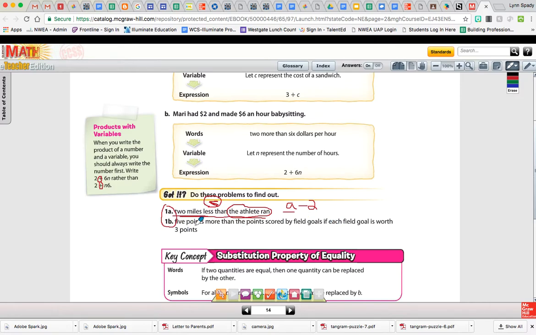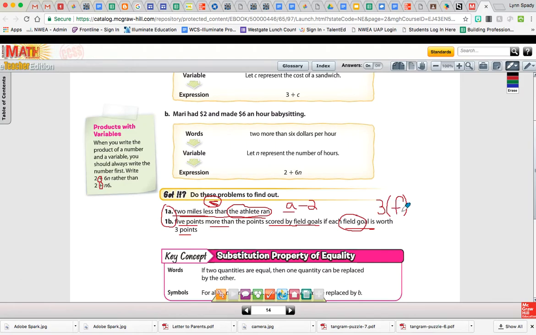And then 1B, 5 points more than the points scored by field goals if each field goal is worth 3 points. There's a lot of words there, but what we want to do first is find the unknown. We don't know how many field goals were scored, so we're going to define the variable f for field goals. Now, if we knew the number of field goals, we would take the number of field goals times 3 because each field goal is worth 3 points.